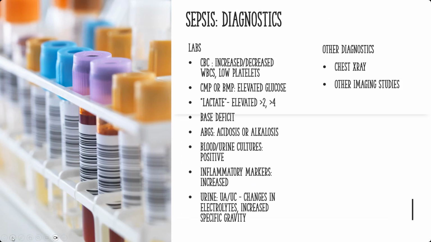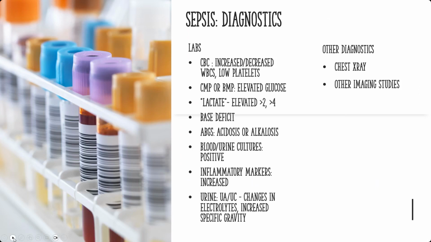Inflammatory markers, so things like a CRP, a procalcitonin could be ordered as well, just to kind of look at inflammatory markers. And then urine. Get a UA, get a UC. Let's look at those electrolytes and then check the specific gravity too. Other diagnostics to consider: if we know the patient has a pneumonia, a chest x-ray or a CT of the chest and abdomen could be appropriate. And then other imaging studies based on the presentation of the patient would be appropriate. But lactate here is our gold standard. Got to get that lactate.